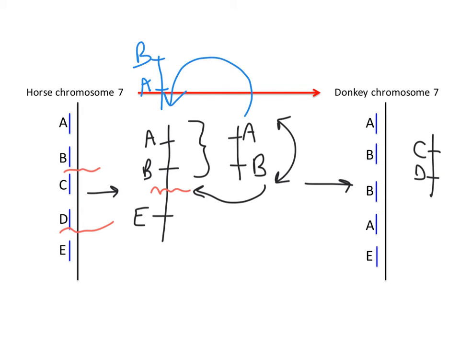So the goal is to try to find the smallest number of changes that you need to go from the initial step to the final step. We want the fewest number of changes, the fewest number of chromosome breaks and deletions or duplications. Why? Why smallest number?